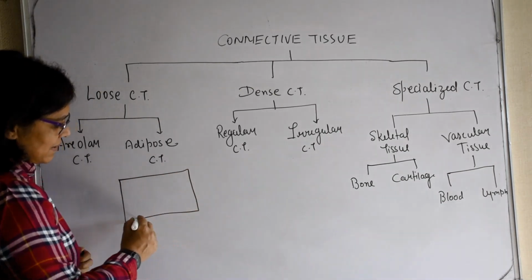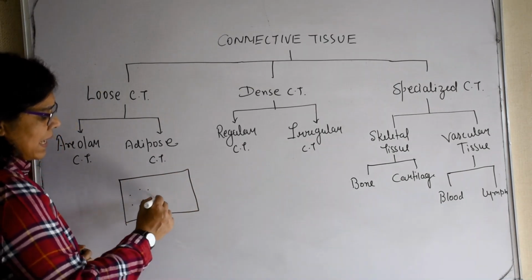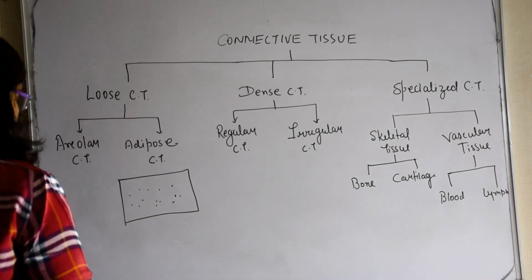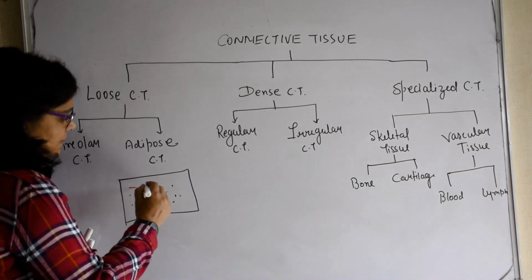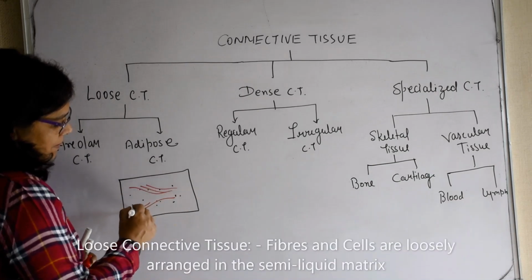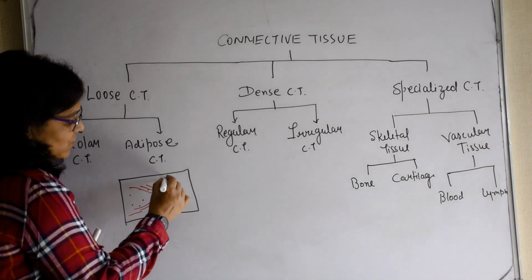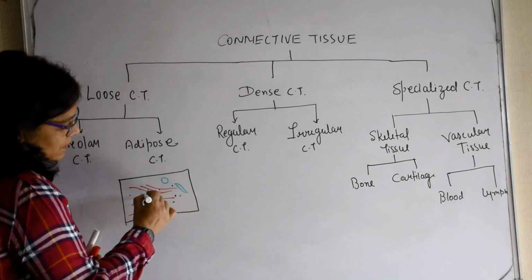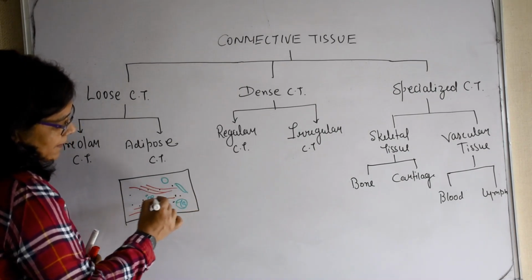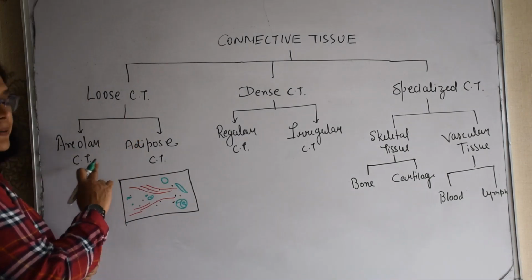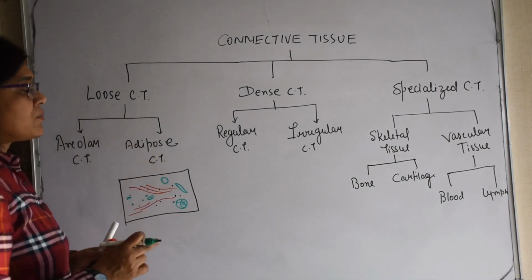Suppose this is matrix, and in the matrix fibers and the cells are loosely arranged. Loose connective tissue is of two types, areolar connective tissue and adipose connective tissue.